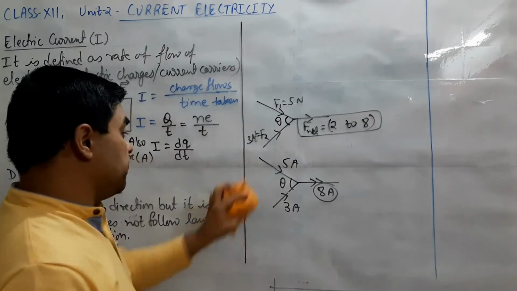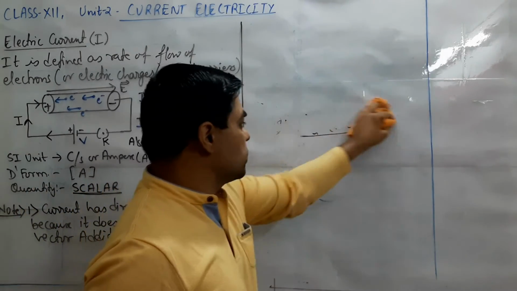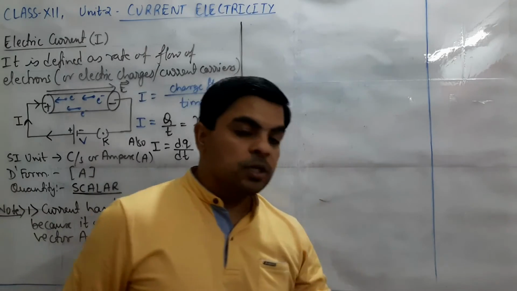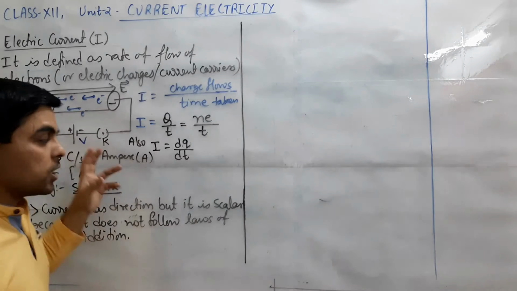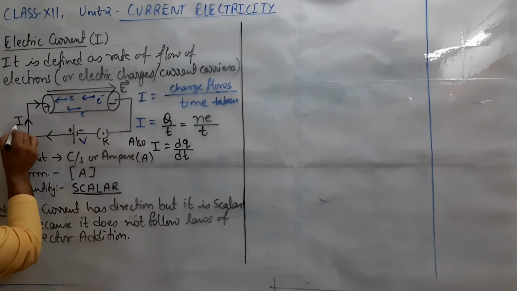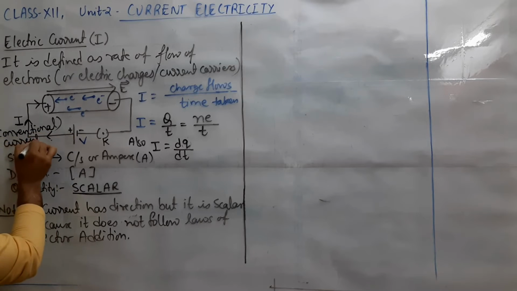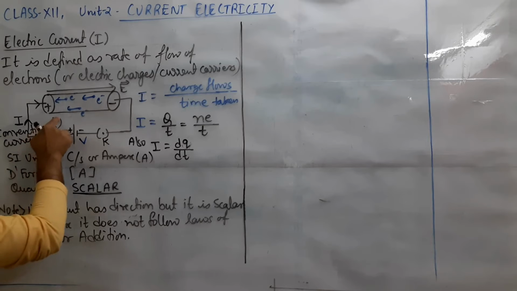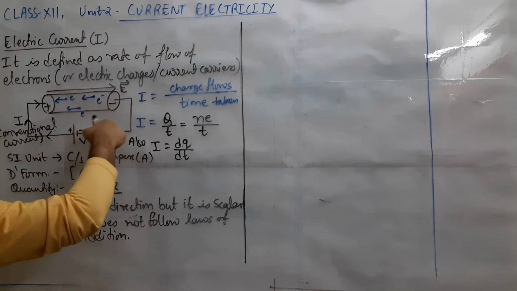But if it is scalar, why are we representing the direction here? What is the need of that? That is for our convention, so that we can understand in what definite direction the charged particles or charge carriers are moving. For that we represent this direction of current. So this current which we have shown here is called conventional current, which in general we represent, and it is always opposite to the flow of electrons.